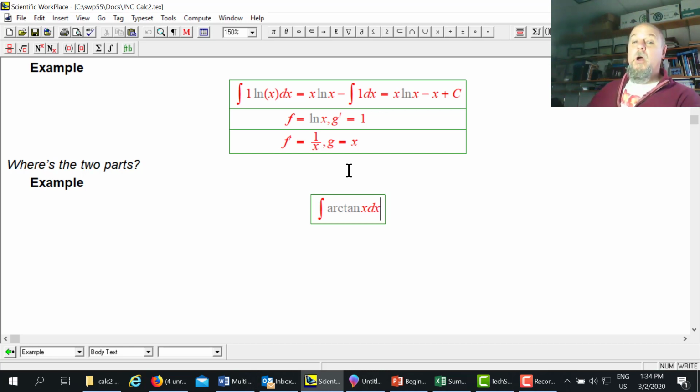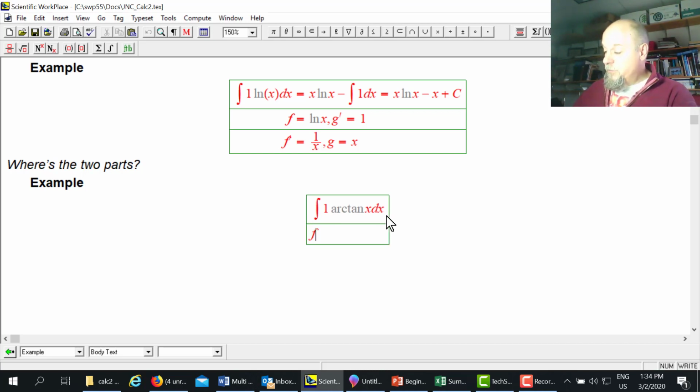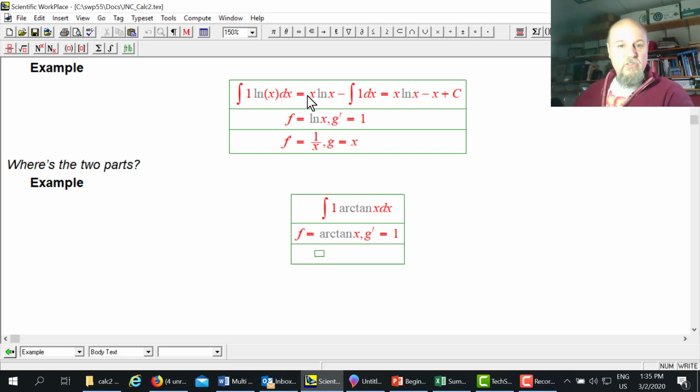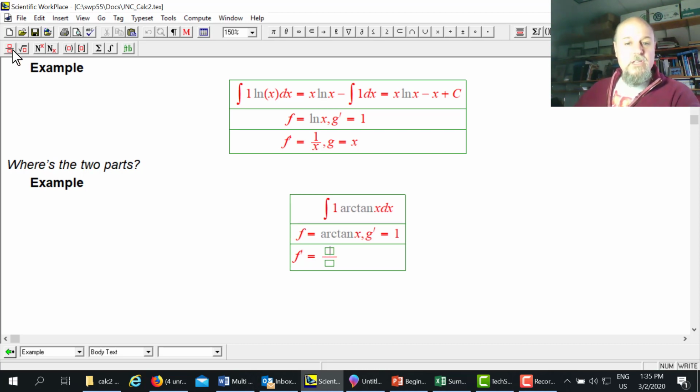So I know how to differentiate arctan, but I don't know how to integrate it. But I'm going to do the same idea here. I'm going to make 1 times arctan so that I have one piece that I can differentiate, the arctan, and the g prime, I'm going to make that the 1, just like we did here. So f prime is equal to, I can differentiate the arctan, 1 over 1 plus x squared. And I can integrate the 1.